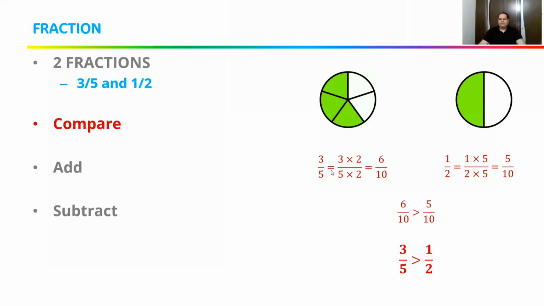So now if you want to compare or add or subtract, you can very easily do so with these equivalent fractions. So 6 by 10 is greater than 5 by 10, and therefore 3 by 5 is greater than 1 by 2. Same way you can do addition. 6 by 10 plus 5 by 10 would give you 11 by 10. And even subtraction, 6 by 10 minus 5 by 10 would give you 1 by 10.